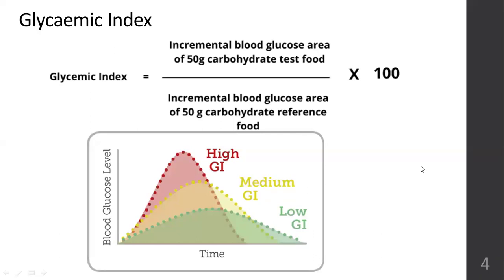And if you get a value that is between 45 to 55, this is a medium glycemic index food. Fruits, unrefined cereals, they all come under this area. And if the answer is between 30 to 40, it means it's a low glycemic index food. Legumes, nuts, etc.